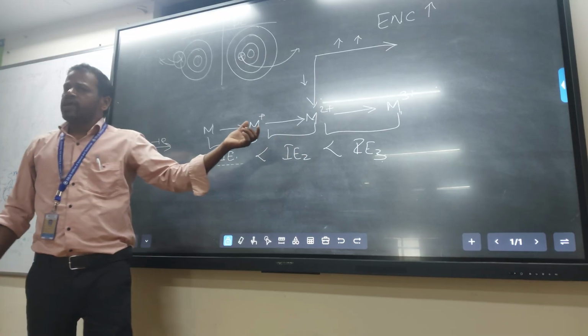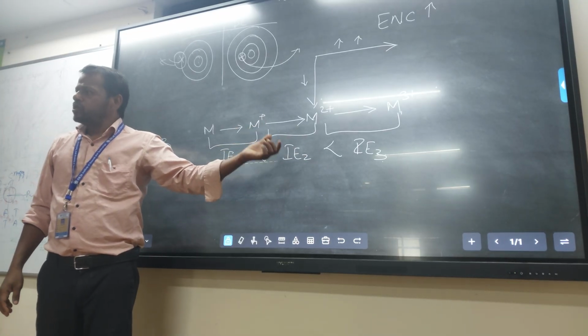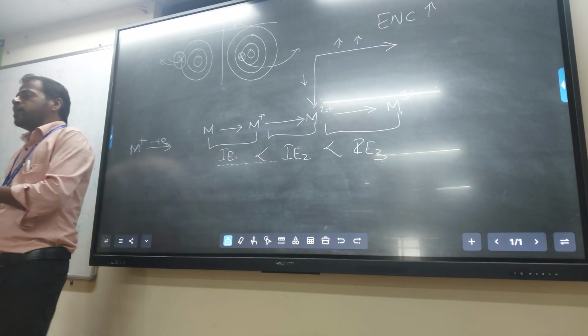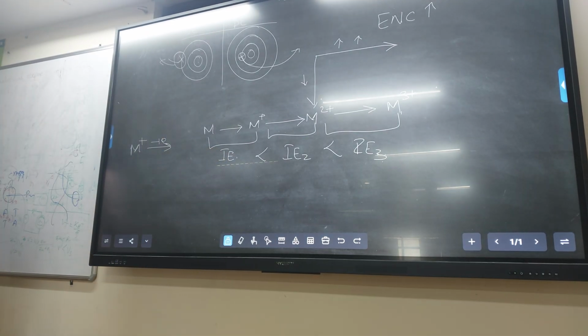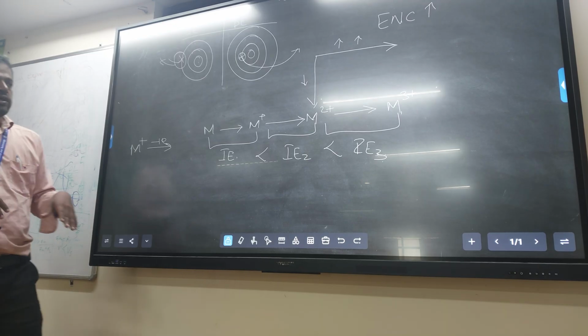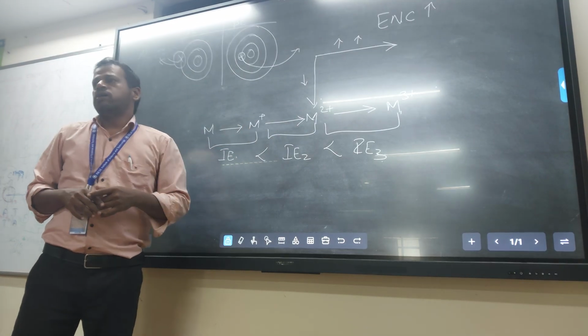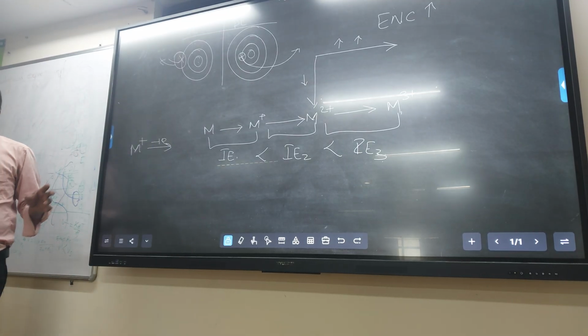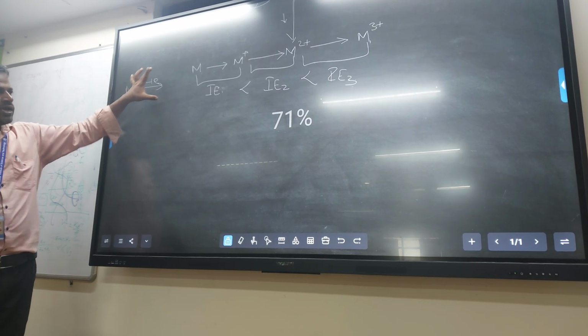IE3 is more than IE2. IE2 is more than IE1. So the first job is very easy. When you come to the successive ionization energy, the last ionization energy is very tough. We have to supply more energy, otherwise the third electron is not removed from the positively charged atom or molecule. Okay, this is the order: IE3, IE2, IE1.